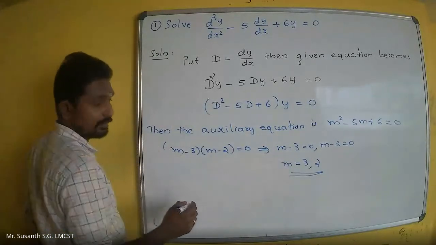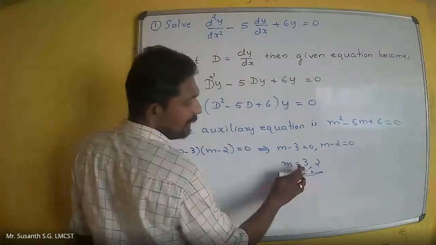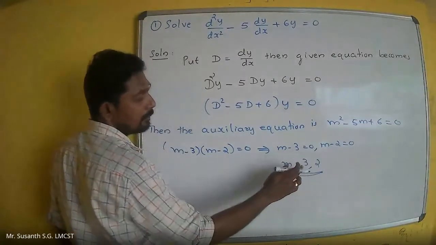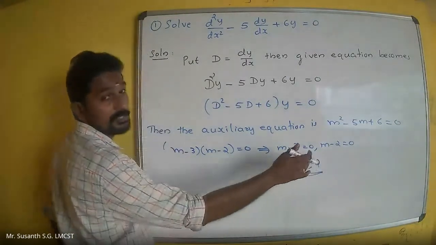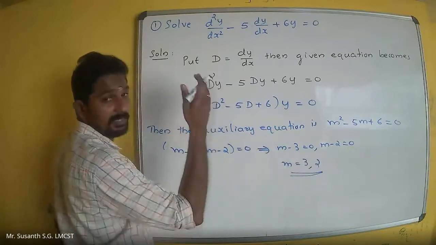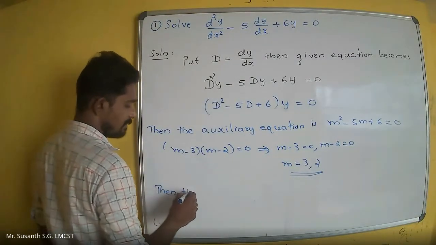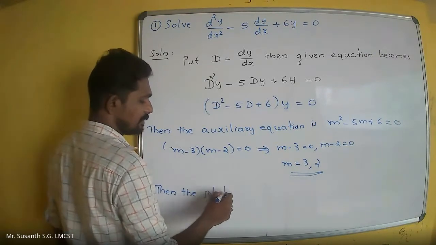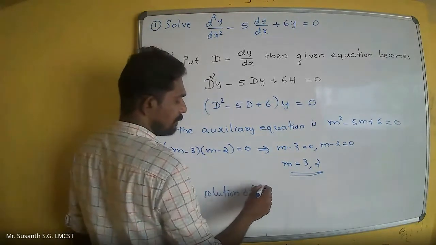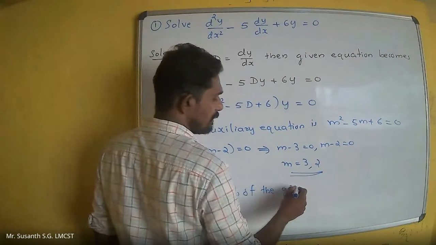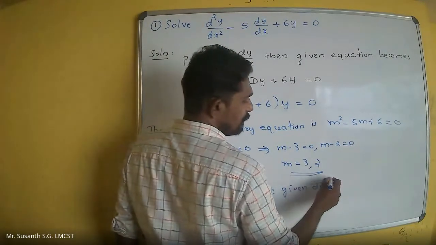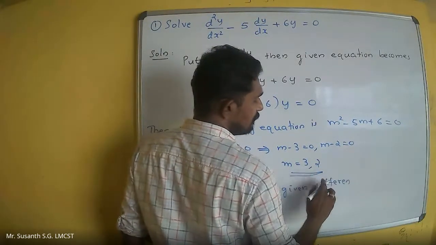Here 3 is not equal to 2, that is m1 is 3 and m2 is 2. So these two roots are distinct, so we use the first case. Then the solution of the given differential equation is as follows.